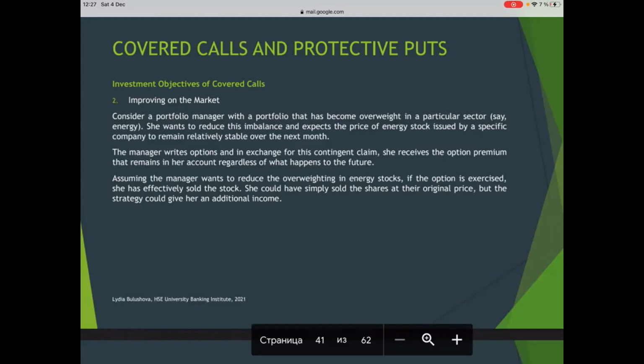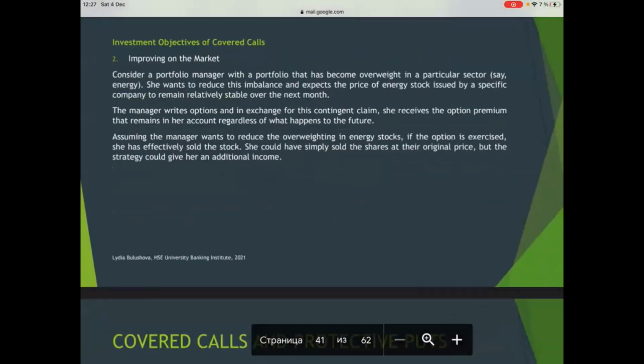So it might be useful when you have a large, diversified portfolio, and you feel like you need to diversify it more, just to reduce exposure to a certain sector or something.